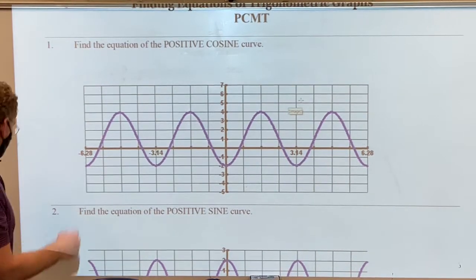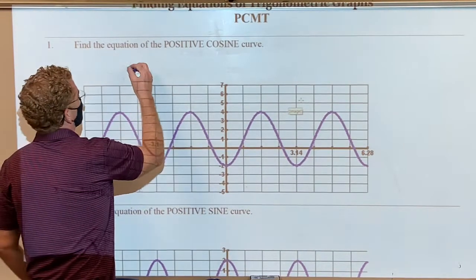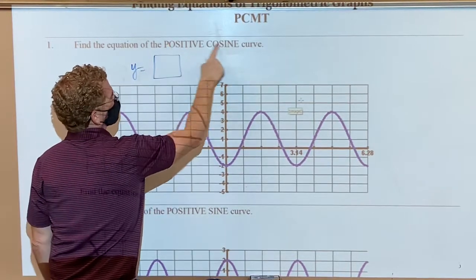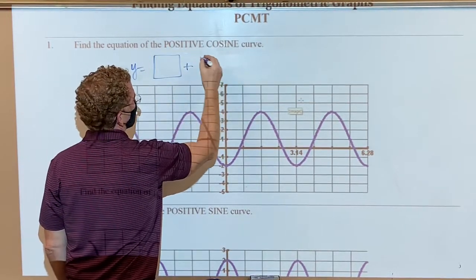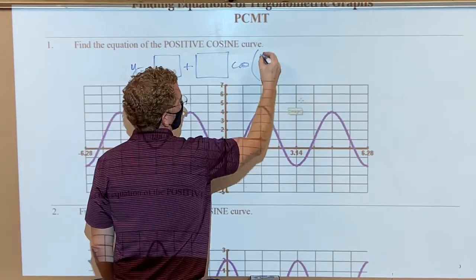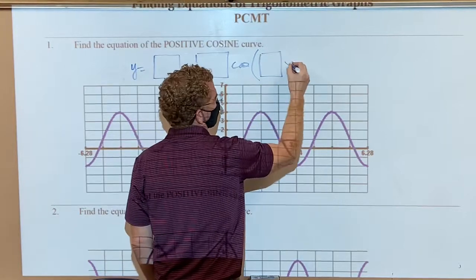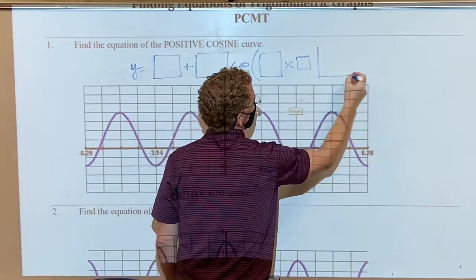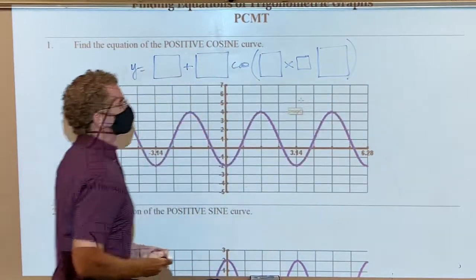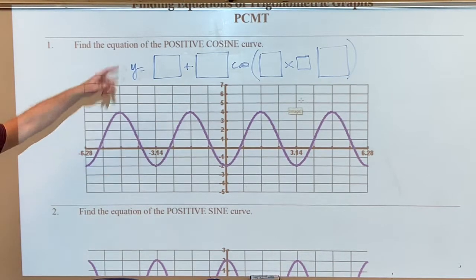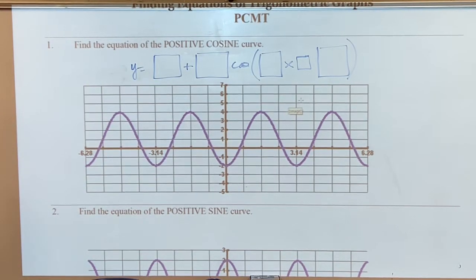So what I'll probably do on your test is ask you a question like this, and you'll see y equals a box for the D value, positive cosine, so I'll probably put the plus in there. I'll put a box for the A value, I'll write the word cosine, and then you'll have a box for your B, there'll be an x, something for your plus or minus, and then C. So in the past I've done something like that, and you just fill it all in. So what do you see off the top of your head that you could fill in pretty quickly?